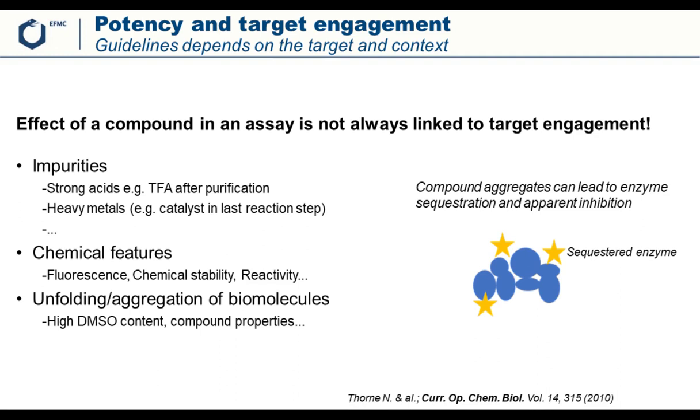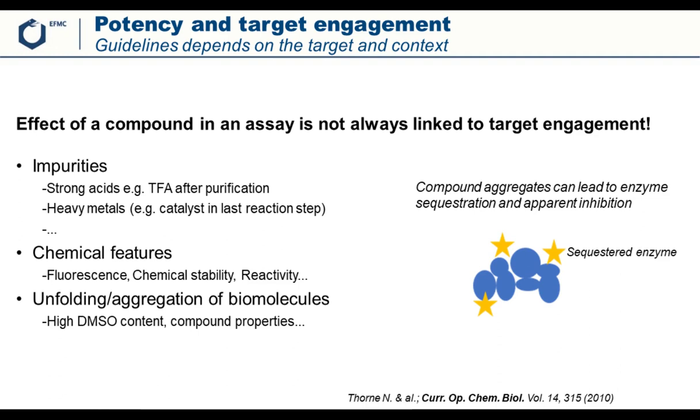You can also have chemical features in your compound that would lead to assay artifacts, such as fluorescence, chemical stability, or reactivity. All of these can actually interfere and lead to data that is not linked to specific binding of your compound to its target. And finally, one important point to always check is whether your compound leads to unfolding or aggregation of the biomolecule. This can be due to intrinsic compound properties which have nothing to do with specific binding. And this is illustrated on the right.